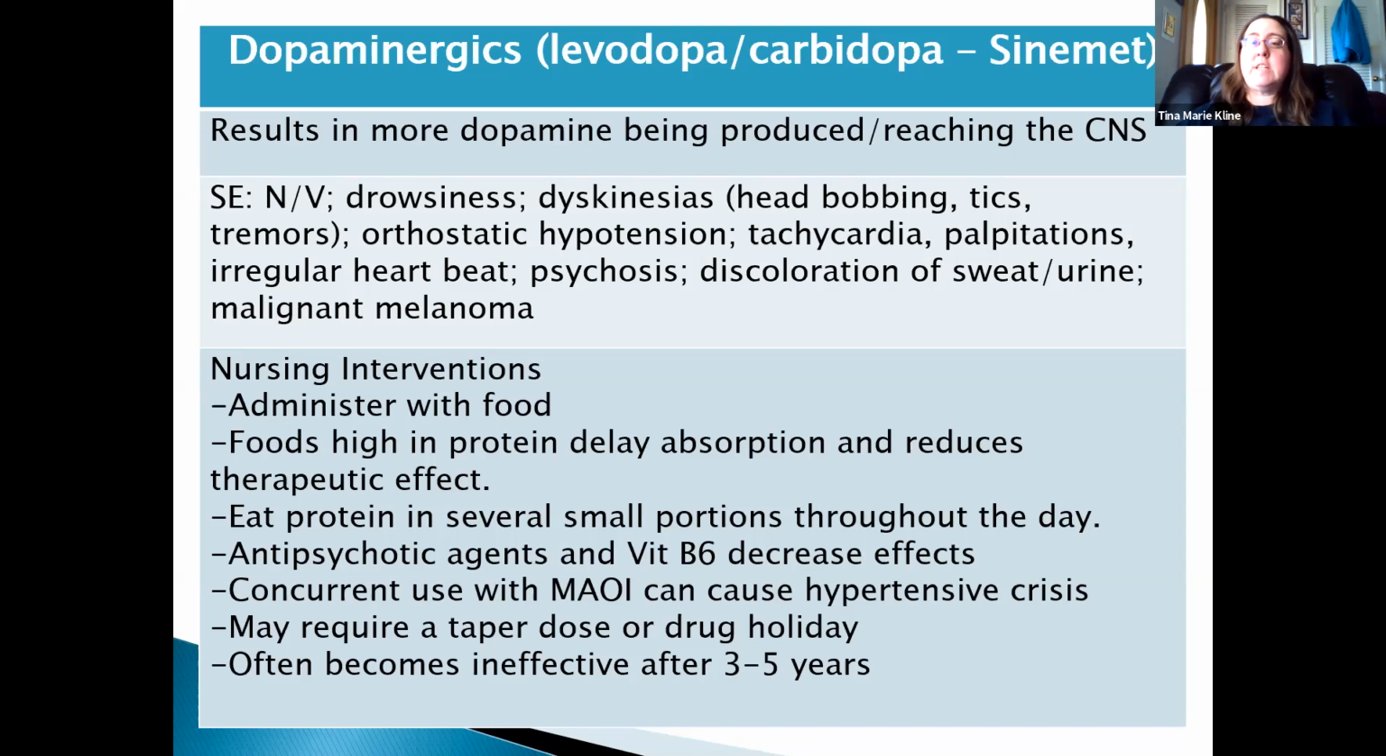Vitamin B6 will actually decrease the effect of Sinemet. So again, if you're taking vitamin B6 supplements, you want to make sure those are spaced away as well.